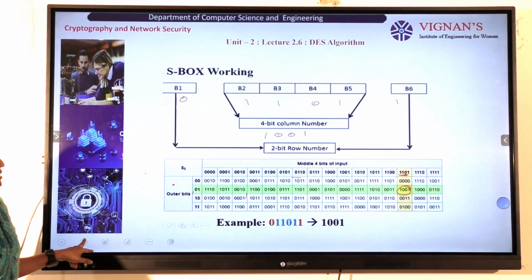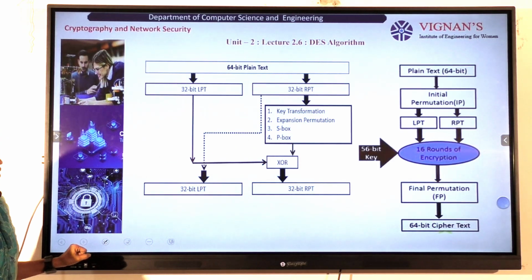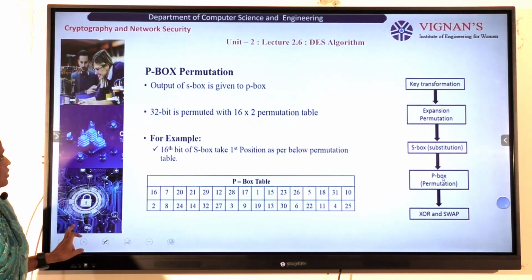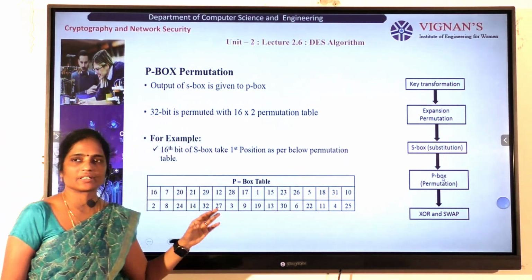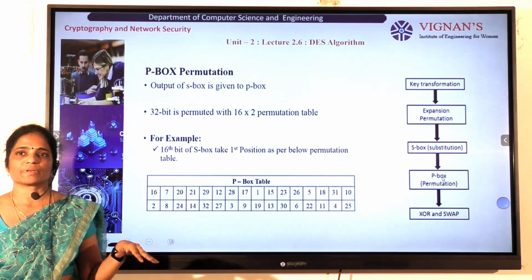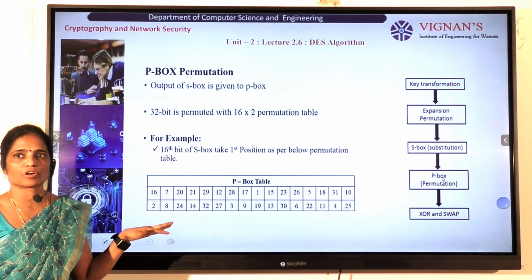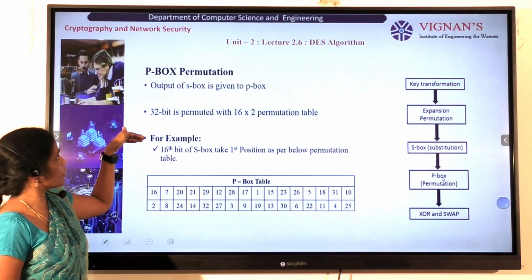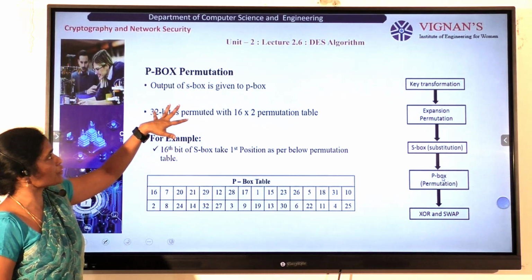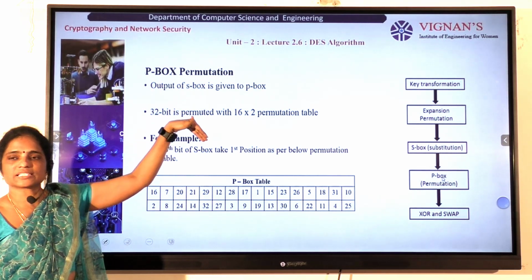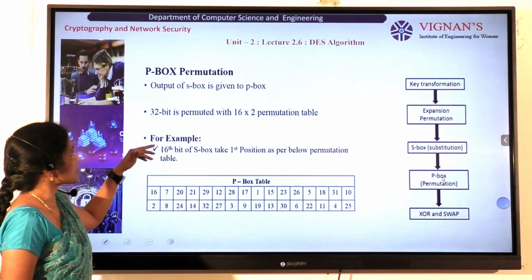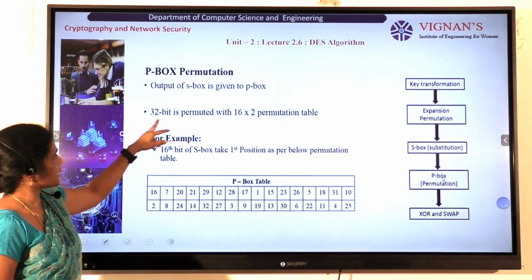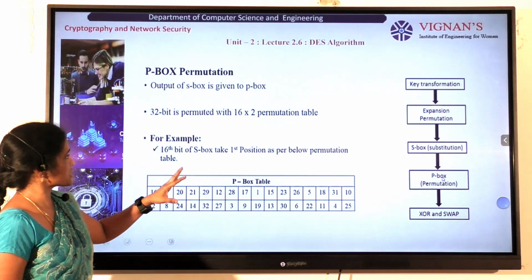So the next one is the P-box permutation. In S-box substitution, what we did was convert the 6-bit information into 4-bit data. The output of the S-box is given as the input to the P-box. In this P-box, we have 32 bits permuted with 16 to 16 permutations.